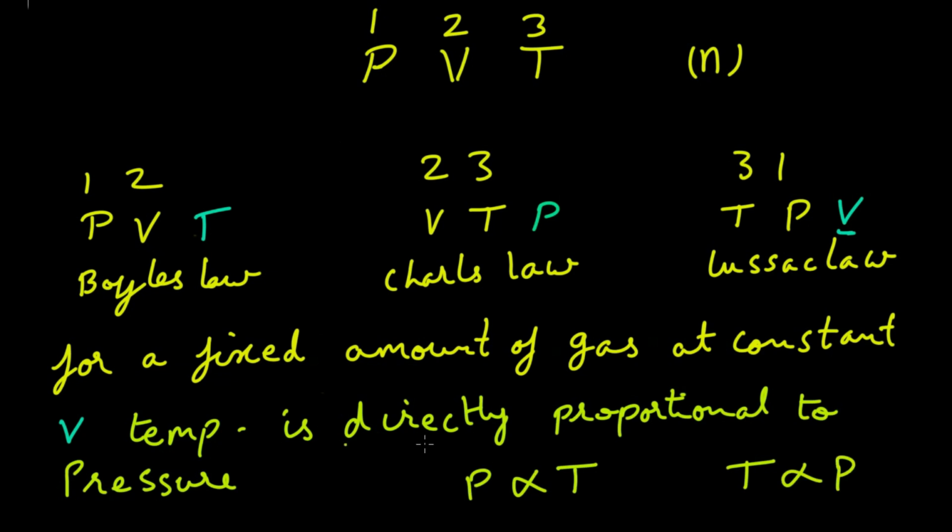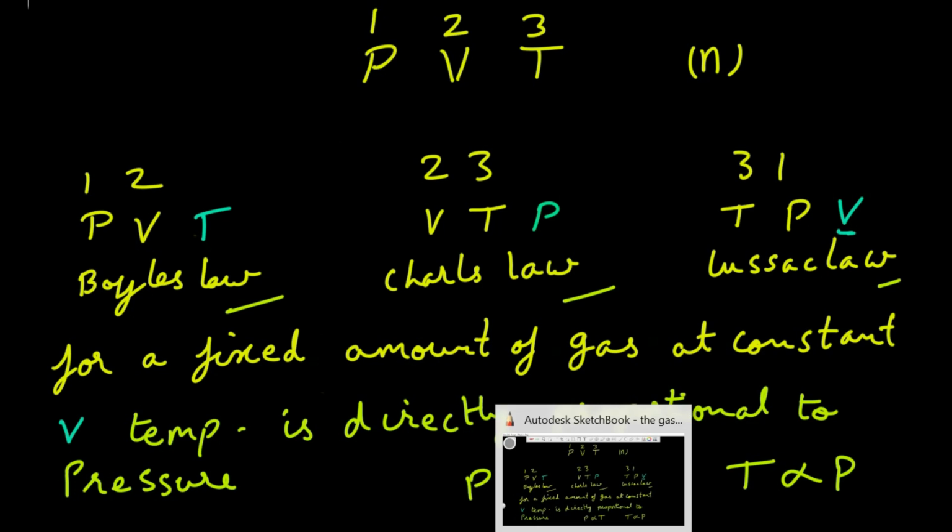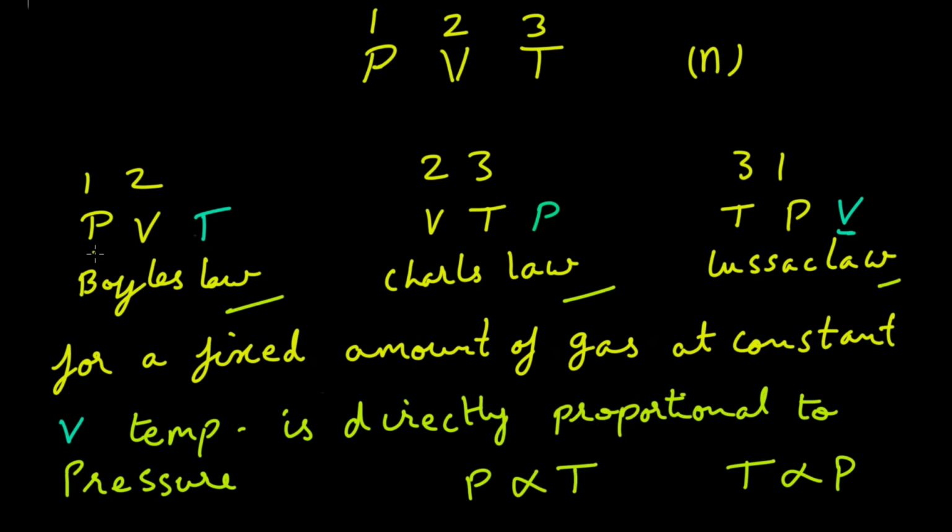So with the single statement, you know how to write Boyle's law, Charles' law and Gay-Lussac's law. Just look carefully. When pressure and volume are there, temperature is not there, so temperature will remain constant. Volume and temperature are there in Charles' law, so pressure will remain constant. And when temperature and pressure are there, volume will remain constant. That's how you have to write the definitions and the relations for Boyle's law, Charles' law and Gay-Lussac's law.